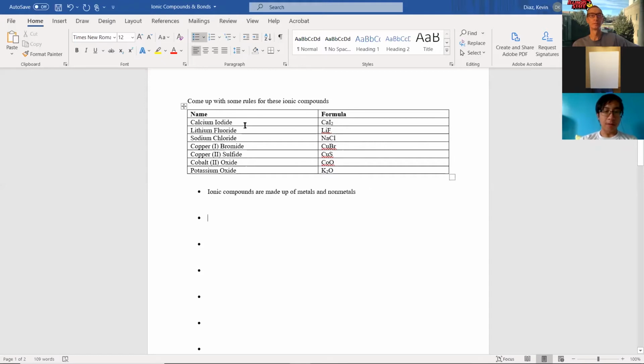We have this interesting thing in some of these names. I don't know if you've noticed, but for copper bromide, there's a Roman numeral 1. Then in copper sulfide, there's a Roman numeral 2. And in cobalt, there's a 2. But in some of these, there are not any Roman numerals. And you might be wondering why that might be the case. How come some of those compounds have Roman numerals?